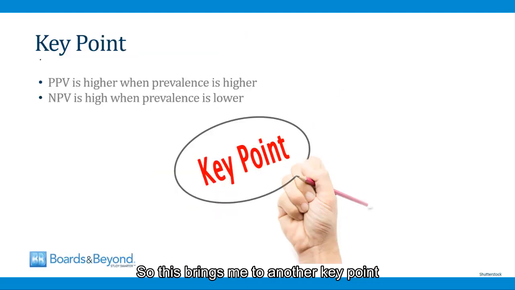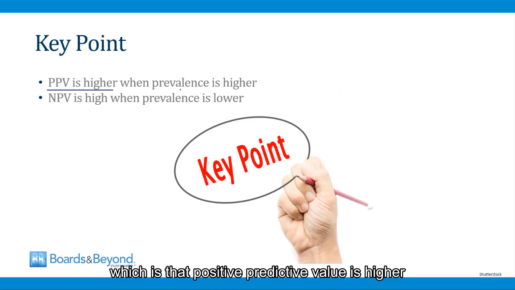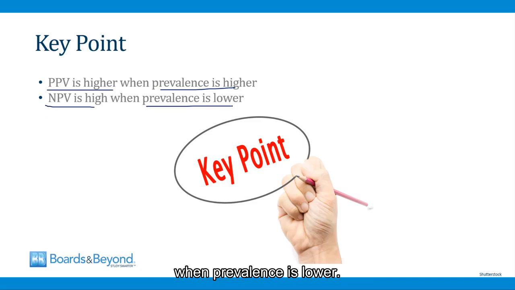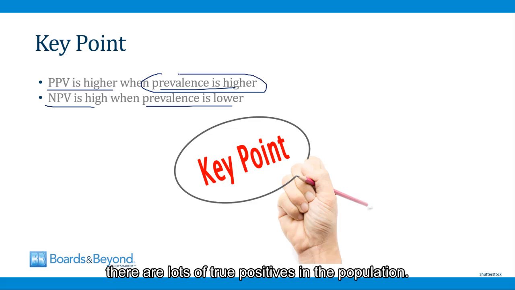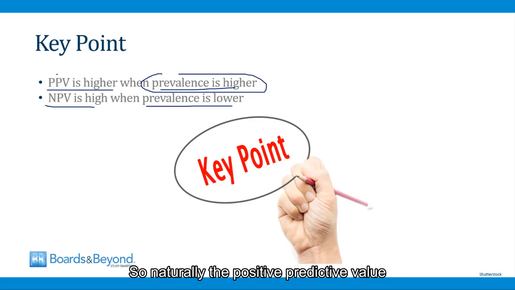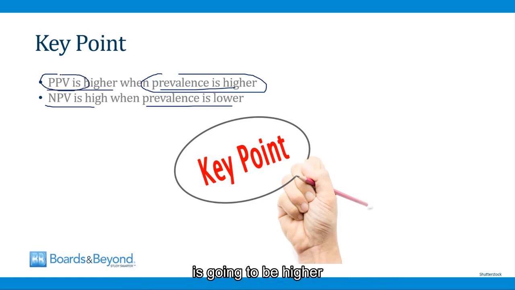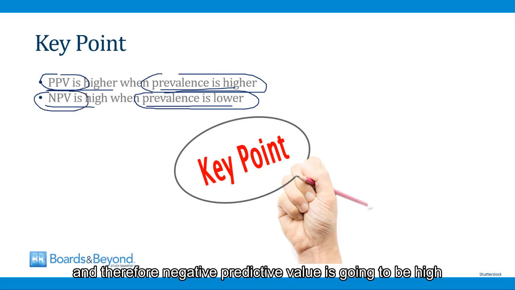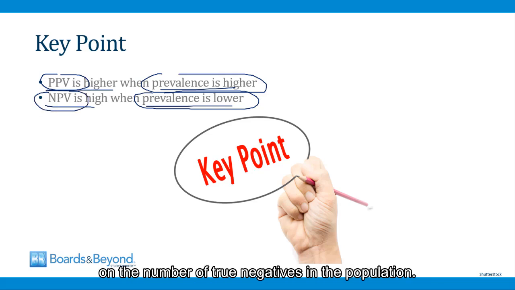So this brings me to another key point, which is that positive predictive value is higher when disease prevalence is higher, and negative predictive value is high when prevalence is lower. You can memorize this if you wish, but it makes sense if you just think about it. When prevalence is very high, there are lots of true positives in the population, so naturally the positive predictive value is going to be higher, because the more true positives you have, the higher the positive predictive value. When prevalence is low, there are lots of true negatives in the population, and therefore negative predictive value is going to be high, because this number depends on the number of true negatives in the population.